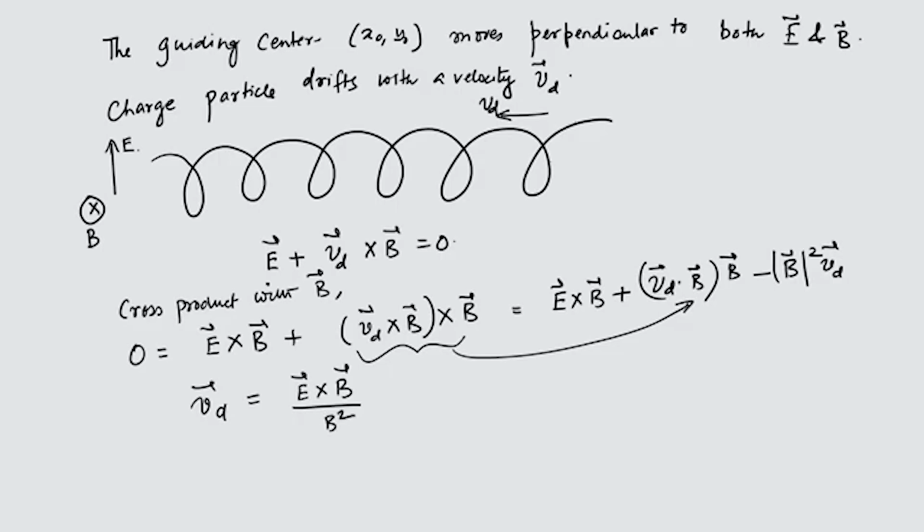So B square, you can write it with a square and a mod, but this is also fine. So this is the drift velocity of the charged particle in the presence of an electromagnetic field, where the electric and the magnetic fields are crossed with respect to each other, that is, they are perpendicular to each other. All right.